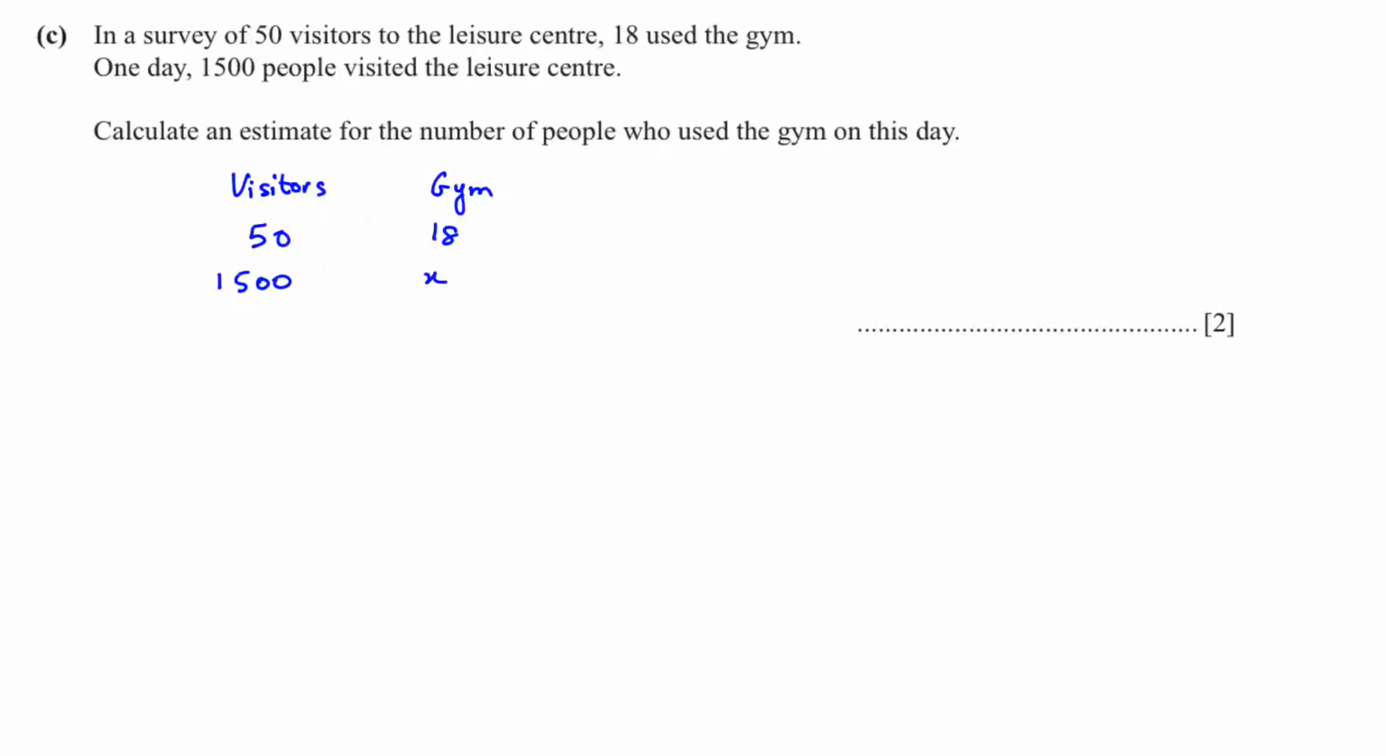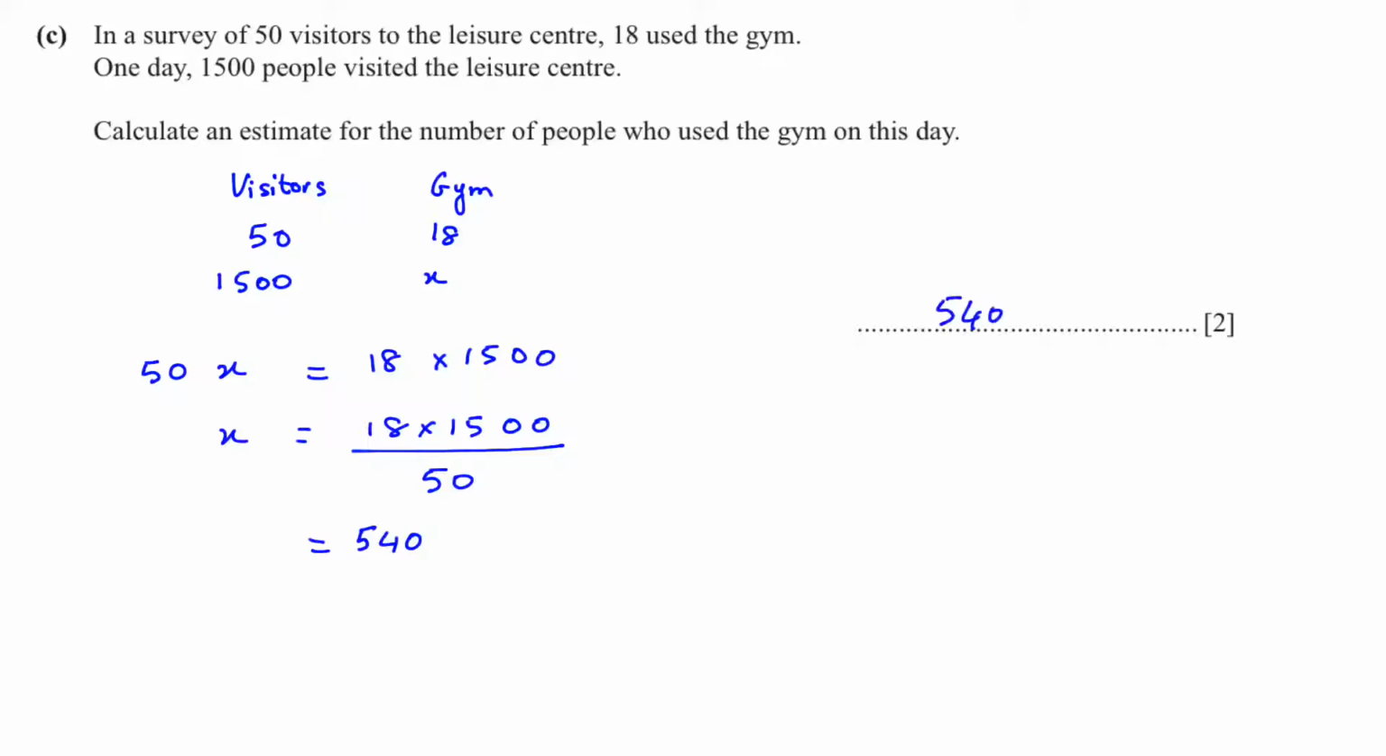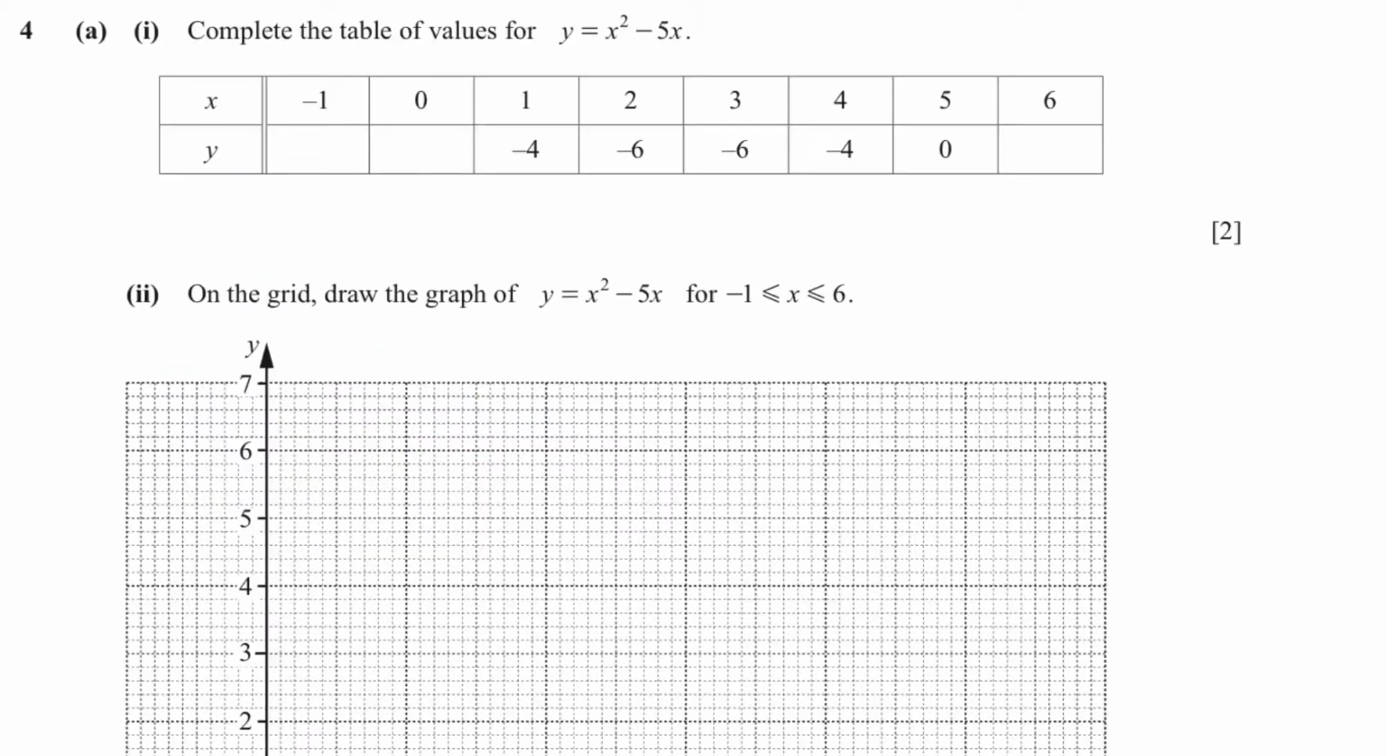Cross multiply. 50 multiplied by x, 50x, is equal to 18 times 1500. Therefore, x is equal to 18 multiplied by 1500 divided by 50. And that will give us 540. So 540 people use the gym on this day.